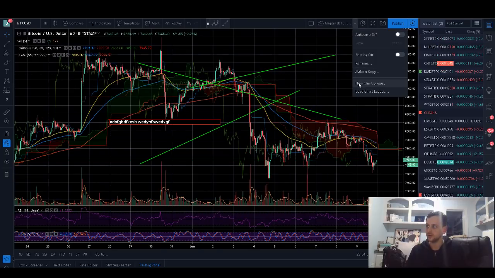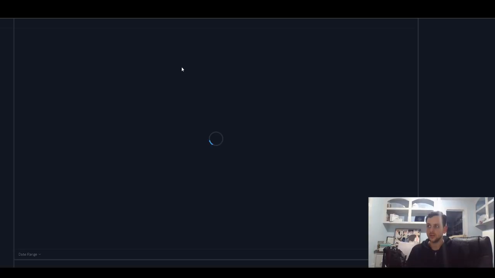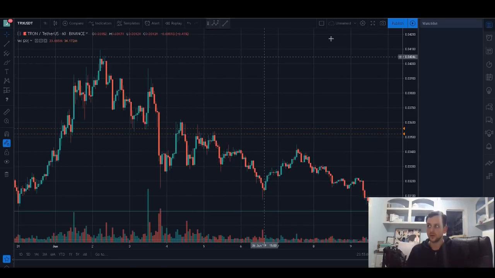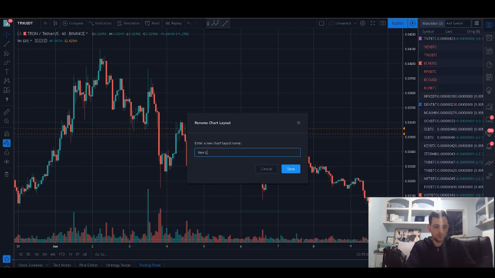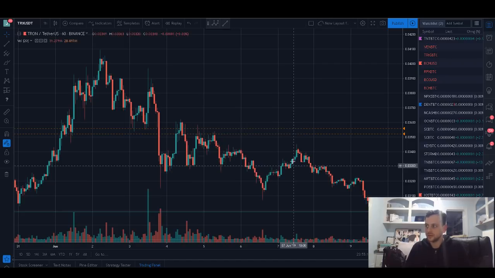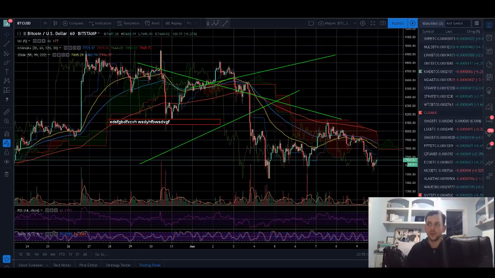I can go here and go to new chart layout, and the new chart layout starts as being called unnamed 1, but I can go here and rename it. Rename new layout for new coins, whatever. You name it whatever you want. Now this layout is completely new. It has the default background color and everything. I have to go in and configure it like I like my settings on this one.